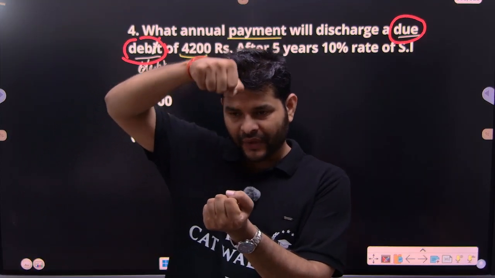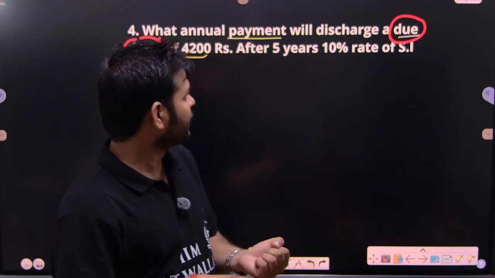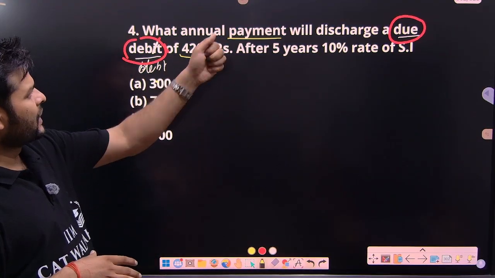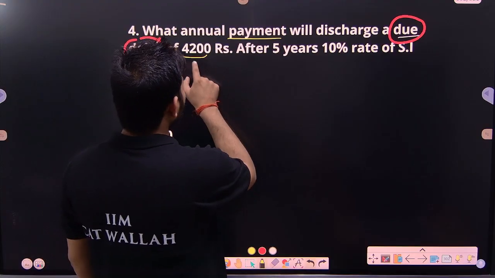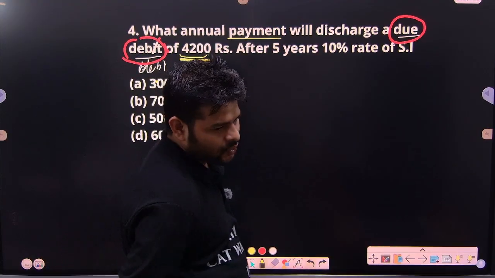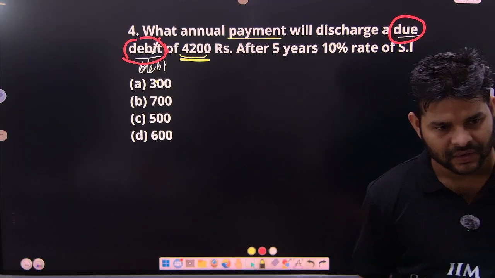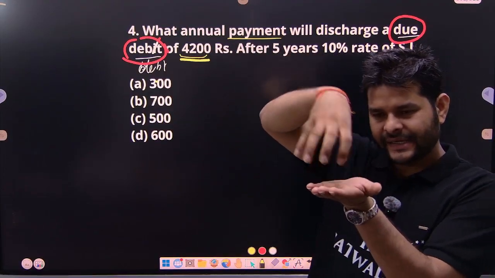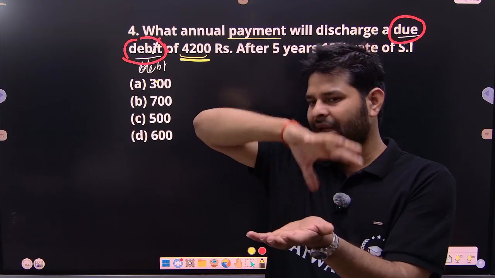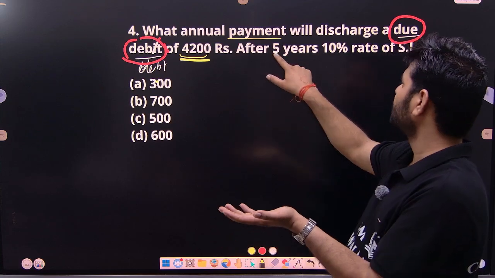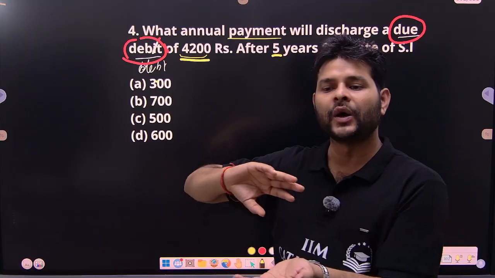But on that 4200, how much do I need to pay on a regular basis? Monthly or yearly? Annual payment. How much annual payment do I need to give so that just after 5 years I would be able to pay 4200? Are you getting it or not? How much amount do I need to pay on a regular yearly basis so that at the end of 5 years, I would be able to discharge my 4200 dues?